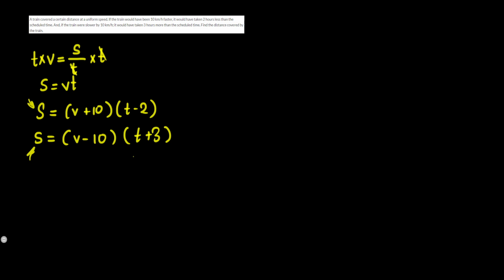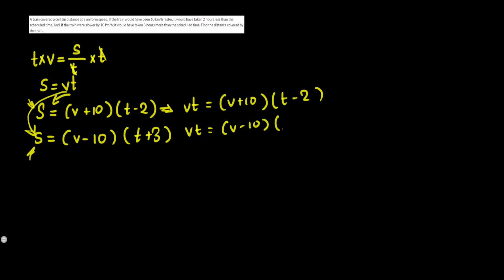But we need to solve for v and t, because that's why the if statement is there. So let's substitute s with vt here and here. I'm going to get vt is equal to (v plus 10)(t minus 2), and vt is equal to (v minus 10)(t plus 3). That's our pair of linear equations in two variables.